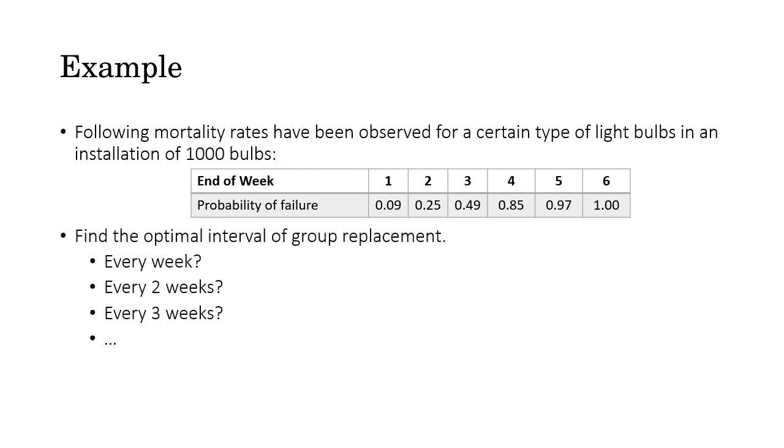And company wants to come up with an optimal interval of group replacement, or the company wants to know after how many weeks all the bulbs must be replaced, with, of course, the individual bulbs replaced as and when they fail. And company wants to come up with the time interval t, maybe every week or every 2 weeks, every 3 weeks, that we are going to find out depending upon the condition that we know. So company wants to come up with a replacement policy that gives us this interval of small t, that gives us the minimum cost of replacement.